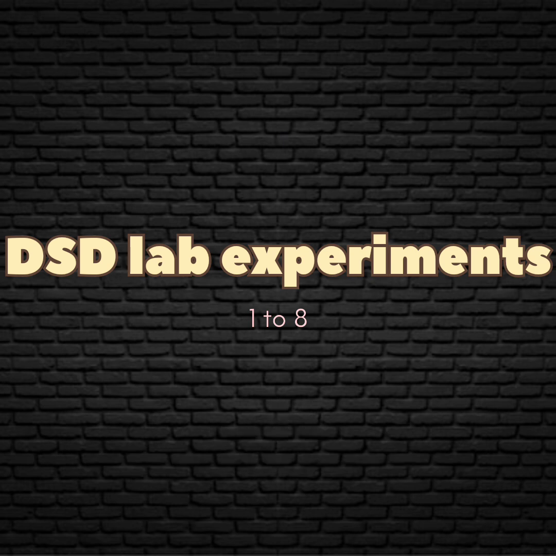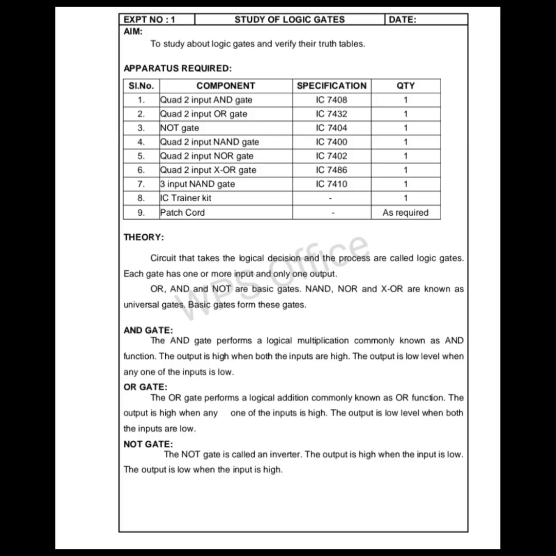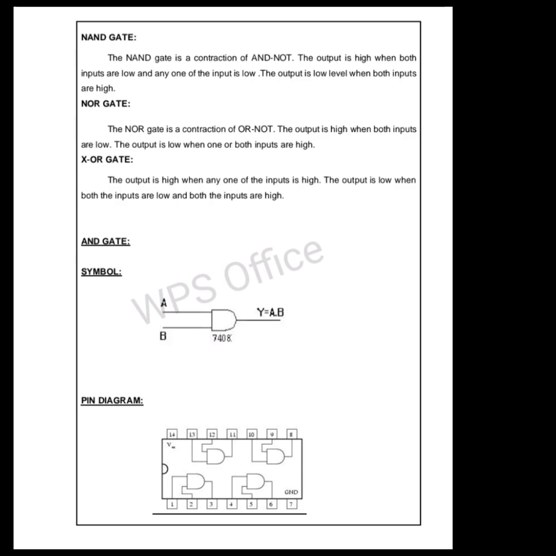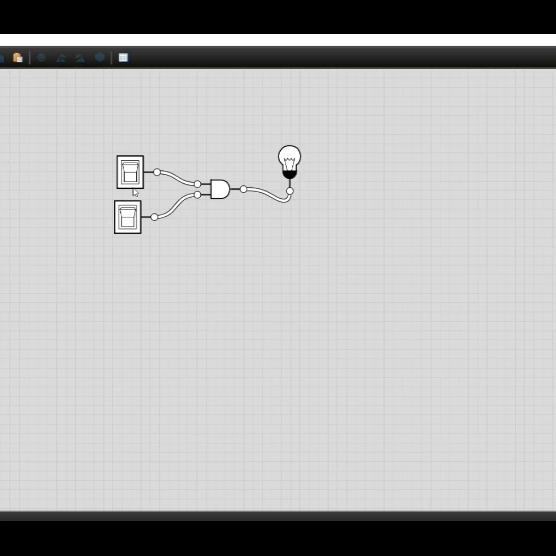In this video, we are going to see about the DST lab experiments. By the way, the first experiment is the study of logic gates. In the logic gates, first we are going to see about the AND gate. The AND gate's connections are represented based upon the logic diagram. Let's see about the connections.